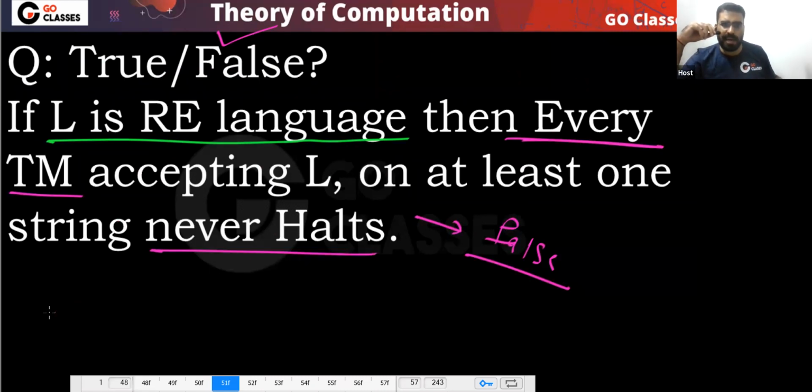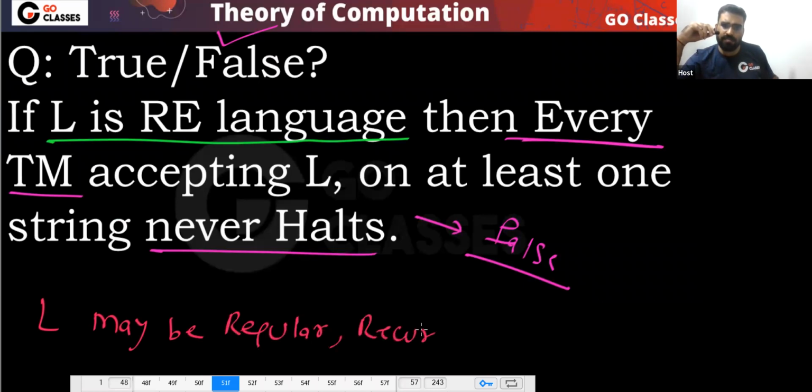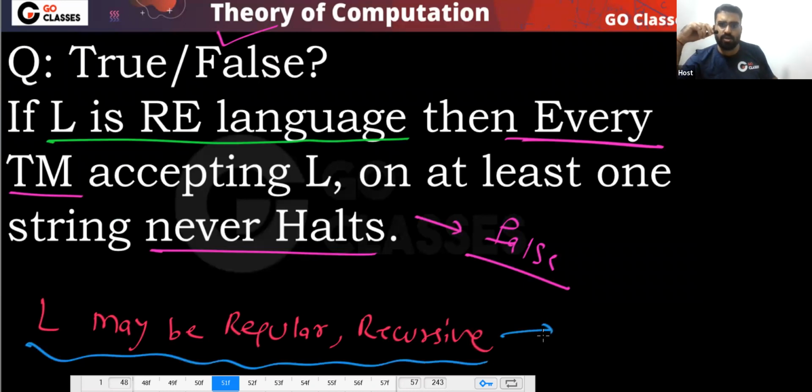Because this L may be REC. L may be regular. L may be recursive. Yes or no? L may be regular, L may be recursive. Because L is an RE language, so L may be this. So there exists a halting Turing machine. In this situation, we cannot guarantee basically. Basically, this statement is false.